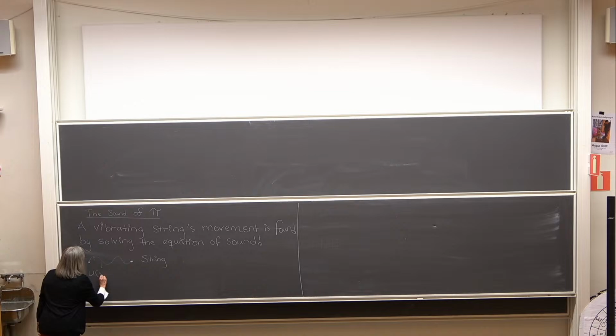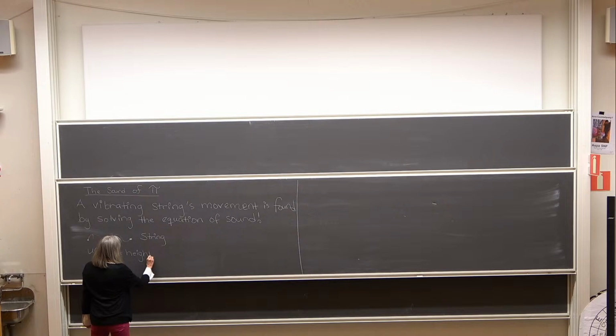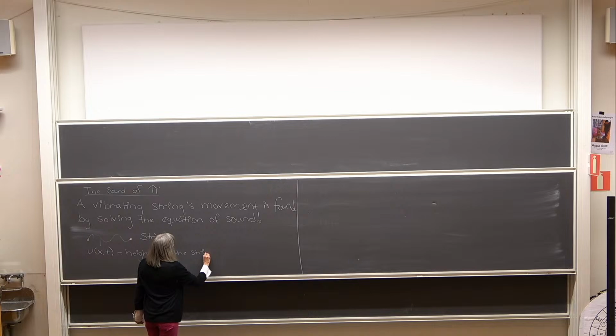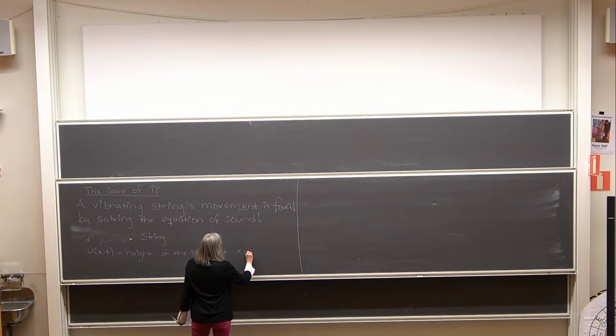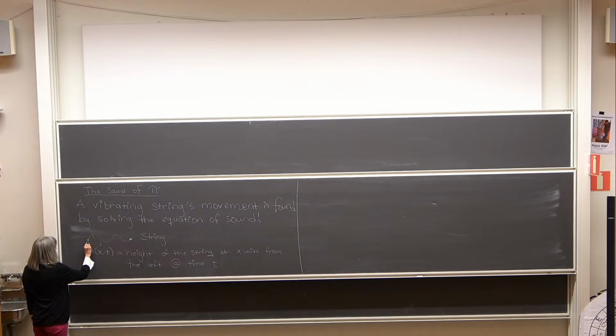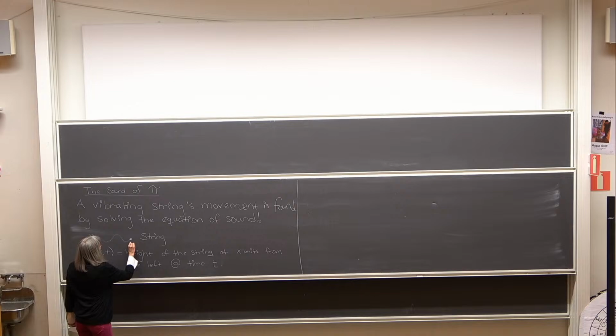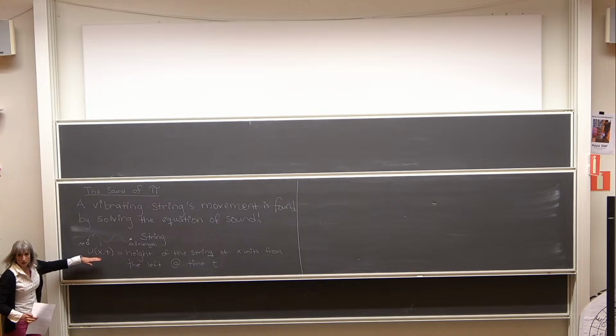I'm going to introduce a function. It's a function that depends on two variables, and this is going to be the height of the string at x units from the left at time t. Okay, so I'm going to place one end of the string at the position 0, the left end, and then the string has a certain length, which I will call L. So this function tells us the height at a distance x from the left.